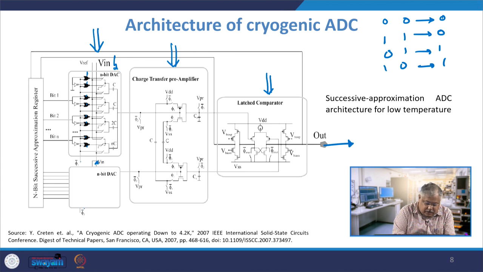I have a clock here which is phi 2 bar, which is given here, and this is giving the n-bit clock here, and these are repetitive. So, this is one block, this is another block, and so on and so forth. This is terminating at C and 2C.